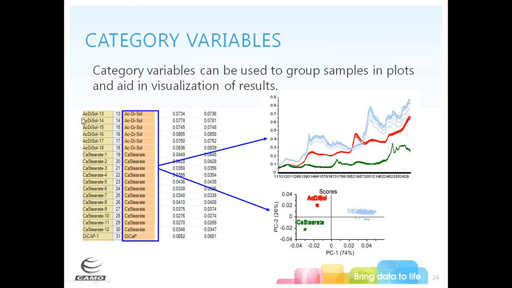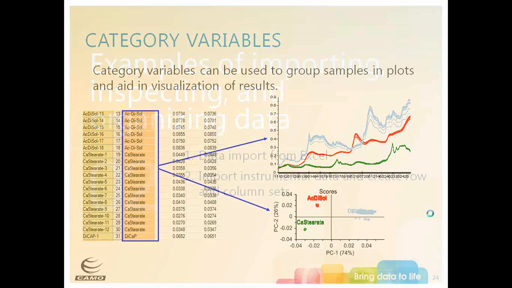Here I'm showing an example where I have data which are related to different pharmaceutical excipients, actually spectral data, wherein because I have a column of category variables, I'm able to color code my line plot of those data based on the different categories, as well as my PCA score plot. So I can distinctly see not only that I have groups, but what those groups are related to and that they are unique for the different categories that I've defined.